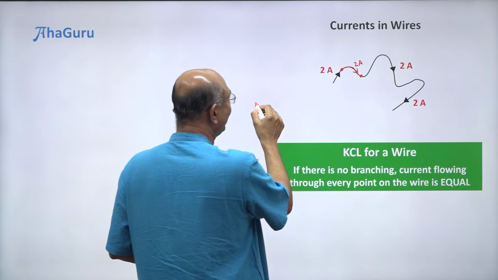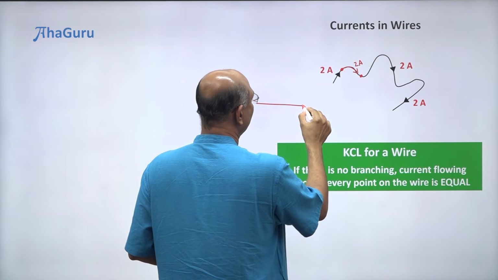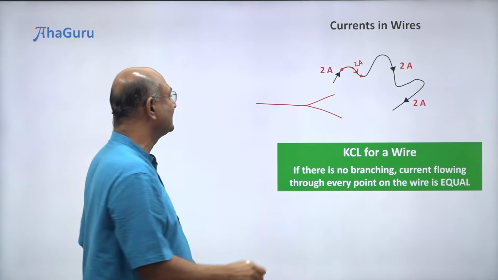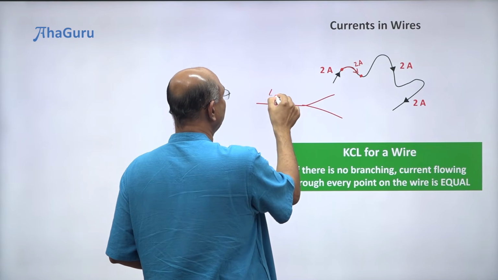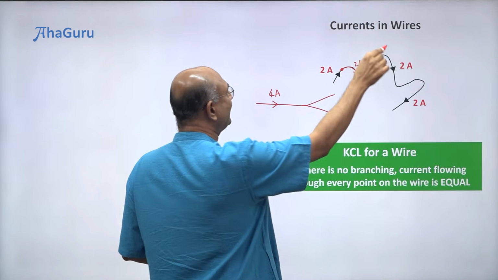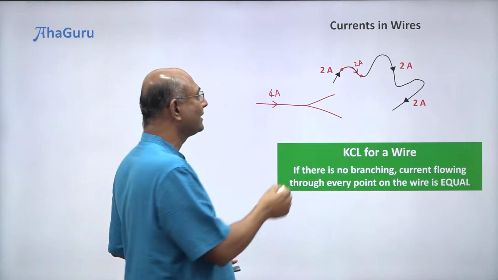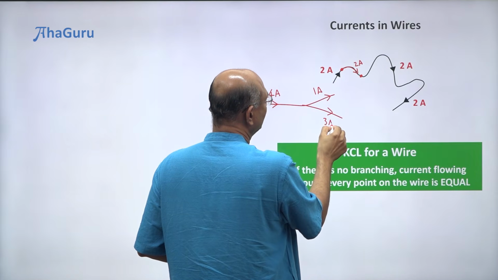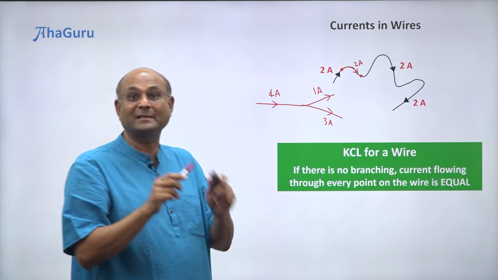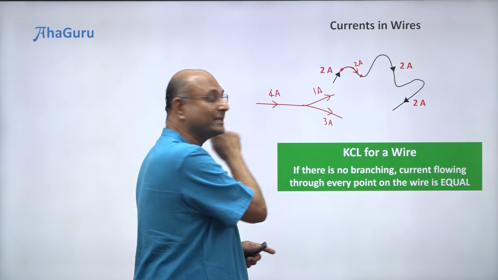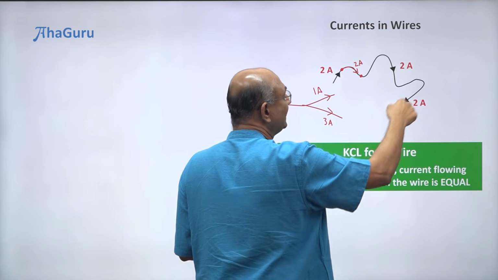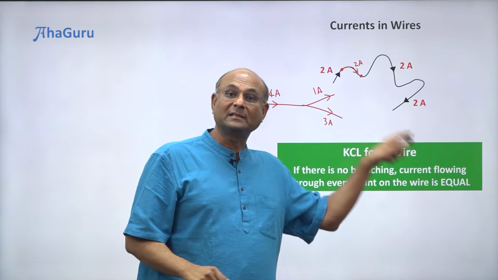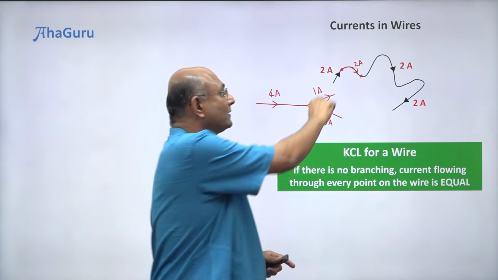But suppose there was branching. Suppose there was a wire like that and there was a branching. That means it is splitting up into 2 pieces like this. Then this current, suppose it was 4 amperes. You can't say that that part of the wire will have 4 amperes. You can't say that because you can have 1 ampere here and you can have 3 amperes here. So you can't say that every point on the wire will have the same current because there is branching. But if there is no branching, however long this wire is, whatever current enters, that is what must flow everywhere through the wire.